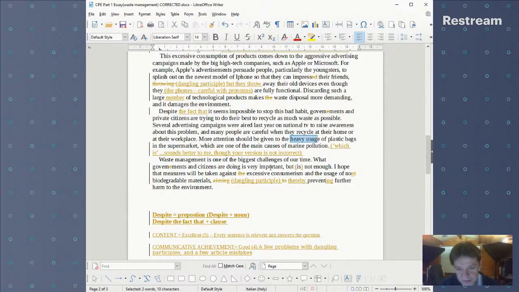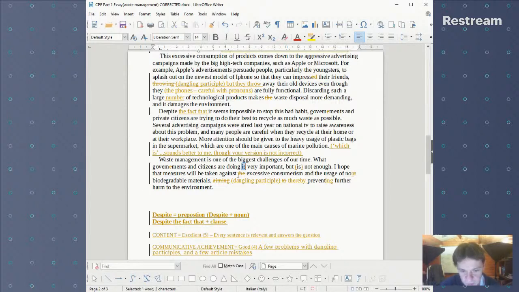Waste management is one of the biggest challenges of our time. What governments and citizens are doing is very important, but is not enough. You could get rid of that is. It sounds redundant to me because you've already got, it is very important, but not enough. And then you've got that is X, but Y. So perhaps get rid of that is. I don't think it's the best. I mean, it's okay there. It's not wrong, but sometimes I think it's worth getting rid of it.